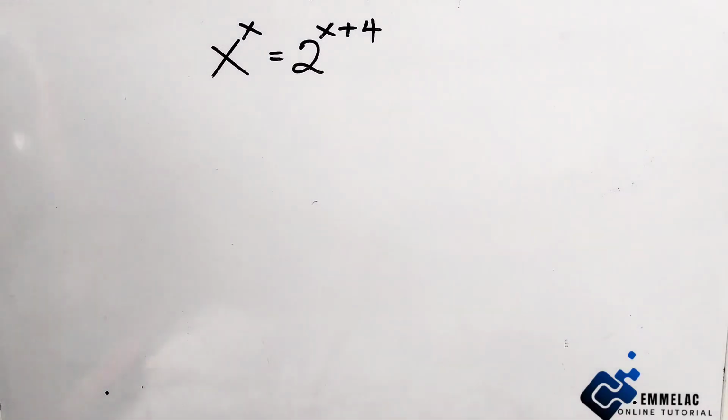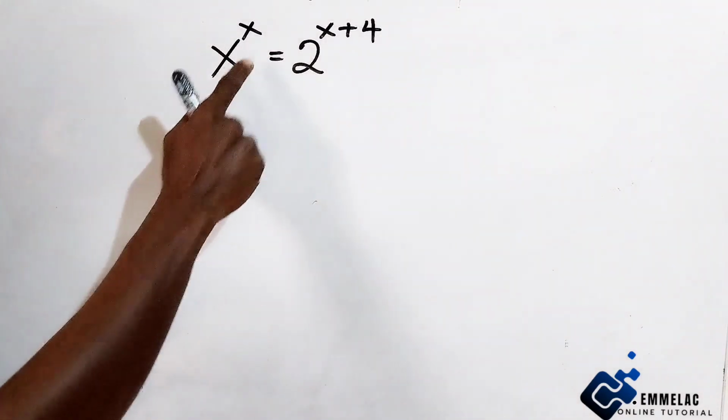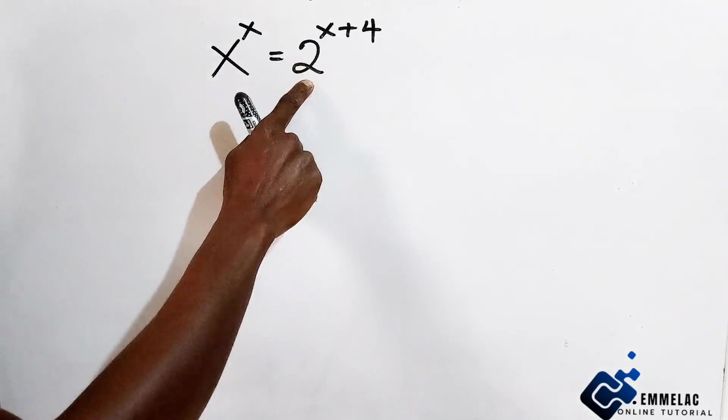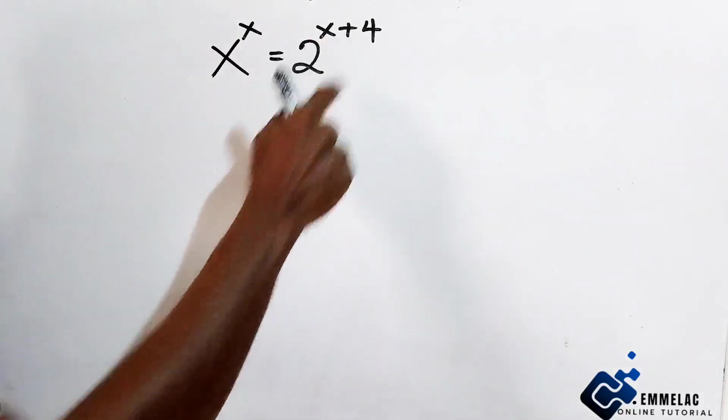Now let's see how we'll solve this exponential equation. Now this is x raised to the power of x equals 2 raised to the power of x plus 4.